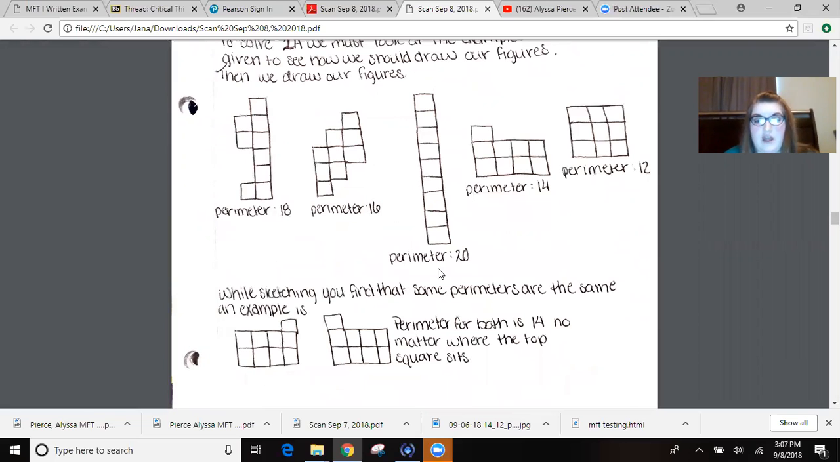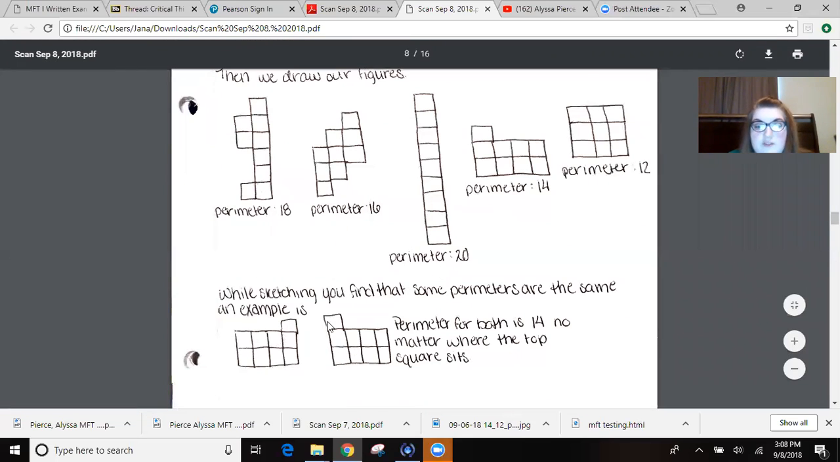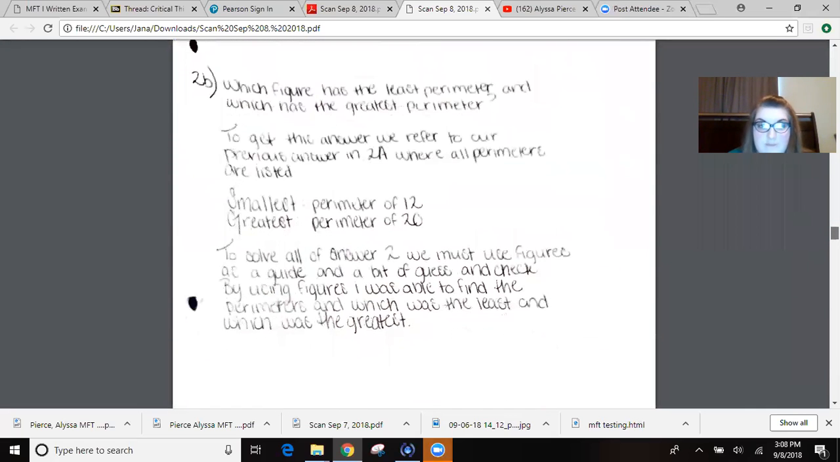Now, while sketching, I found that some perimeters are the same. An example would be down here. No matter where you move this square on the top, which is kind of like a mirror reflection, the perimeter is going to be 14 no matter what. No matter if that's sitting in the middle, sitting on top, it doesn't change that.